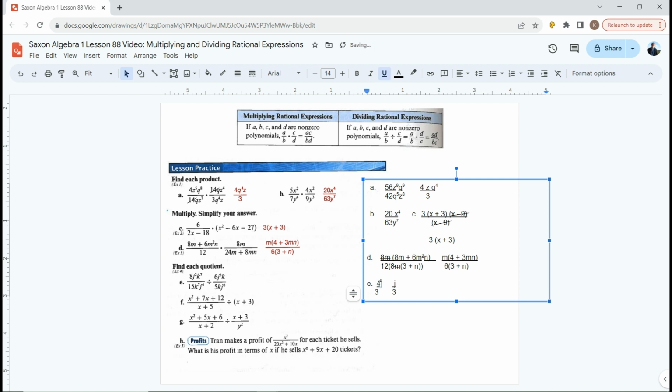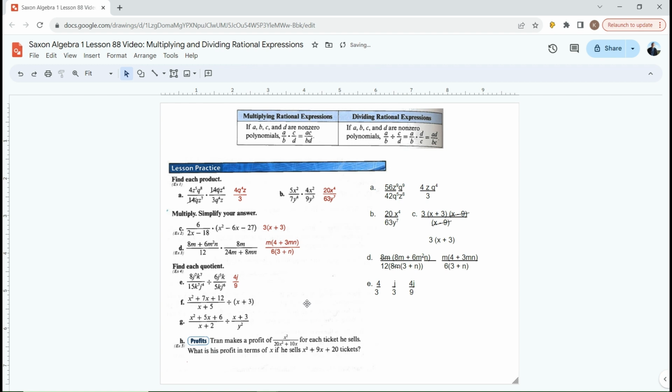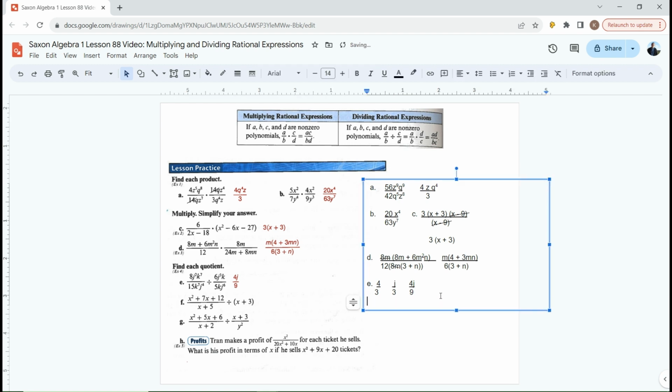And now I'm ready to just multiply. 4 times j over 9. That's the answer that I get for this one. It's going to be 4j divided by, in the denominator, it's 9. All right, let's just make sure we did that one right. 4j over 9.